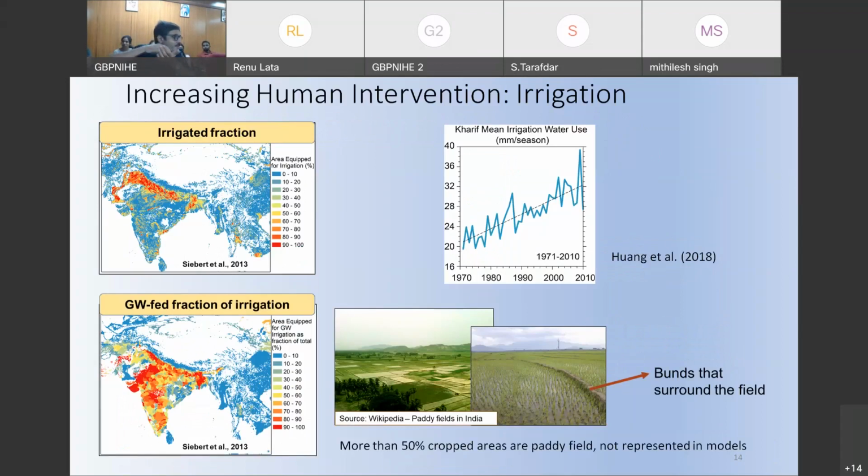that land is very important, and at the same time we know that agricultural intensification is taking place. Because of agricultural intensification, there is a lot of irrigation taking place in the Gangetic basin, and a lot of groundwater irrigation. You can see the groundwater fraction is very high over India, and in the Gangetic basin the irrigation is very high. And you can see the increase of Kharif season irrigation water use. You can see it's quite increased.